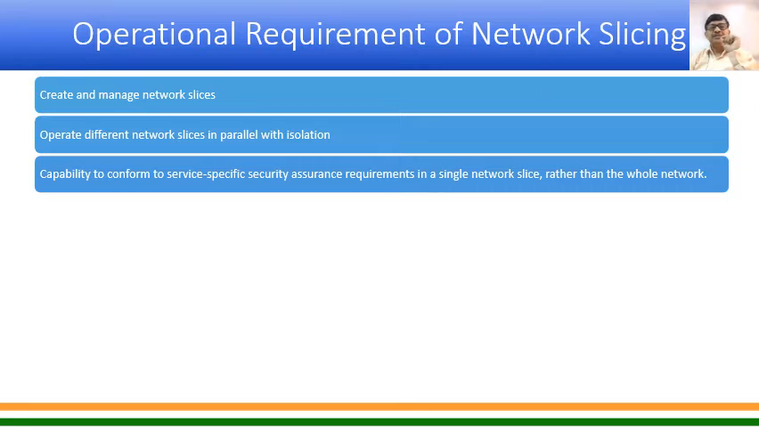The third operational requirement is that the system must have capability so that the specific security assurance requirement or requirements are provided within the slice, within that particular slice. So that means if there is a specific requirement of security for a particular service, I should be able to implement that in that slice itself. There should not be a requirement that I have to implement that for the entire network. So slice specific service assurance requirement I should be able to meet.